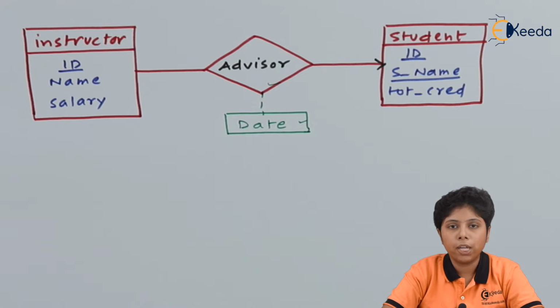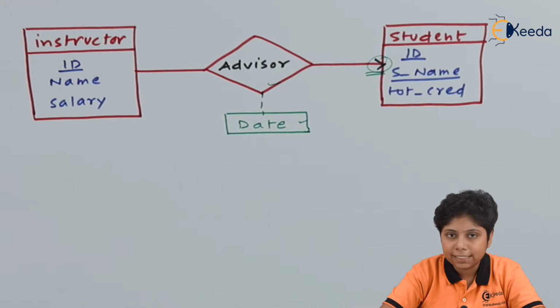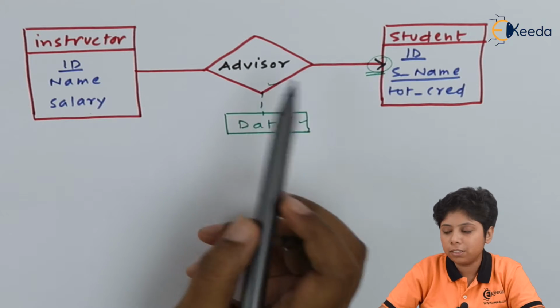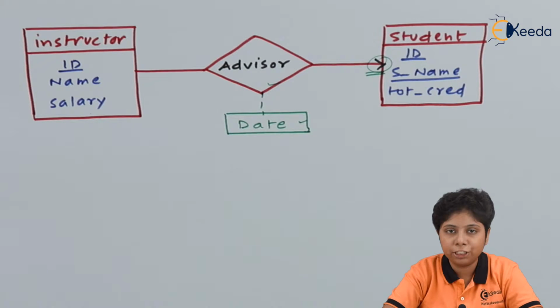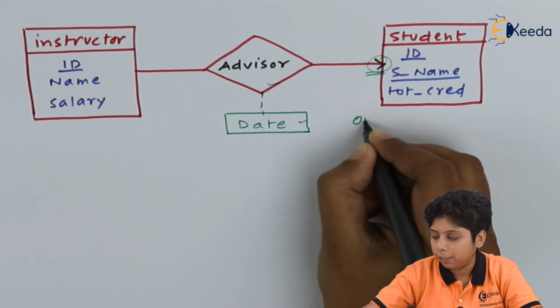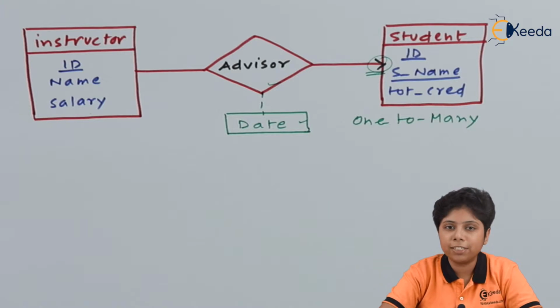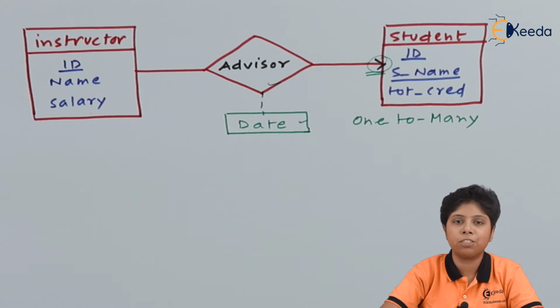Now we have to look at this arrow. When I am signifying this, I can say that one instructor can be an advisor to many students. So it is basically suggesting a one-to-many relationship. In one-to-many, the left-hand side is the single relationship holder, and the right-hand side of the ERD represents the many relations that can exist. So for one instructor as the advisor, there can be many students.